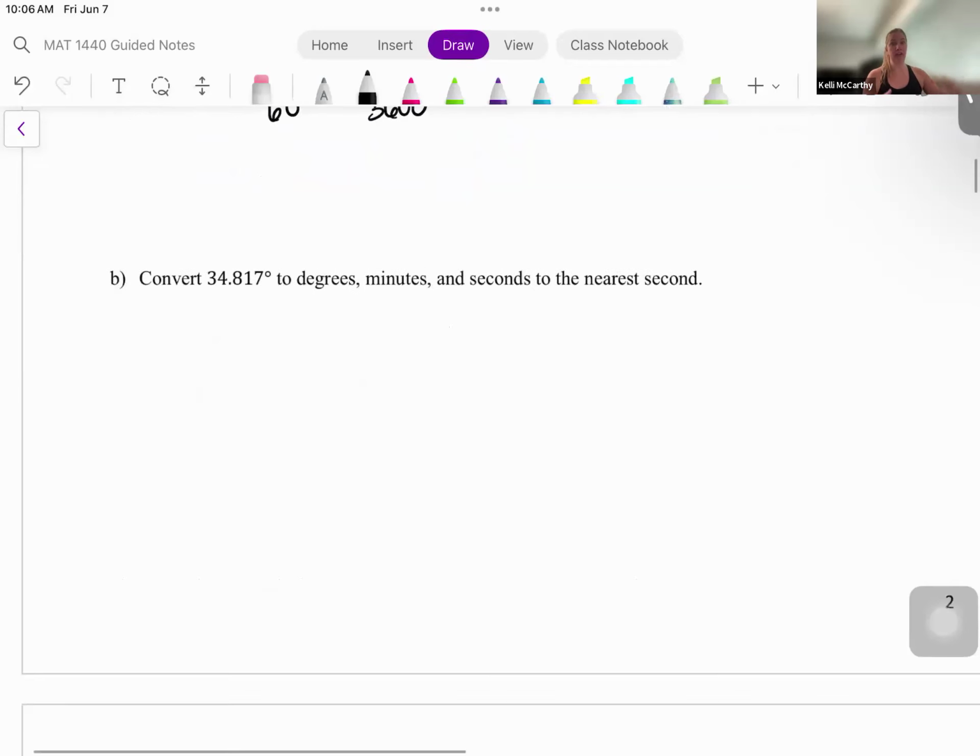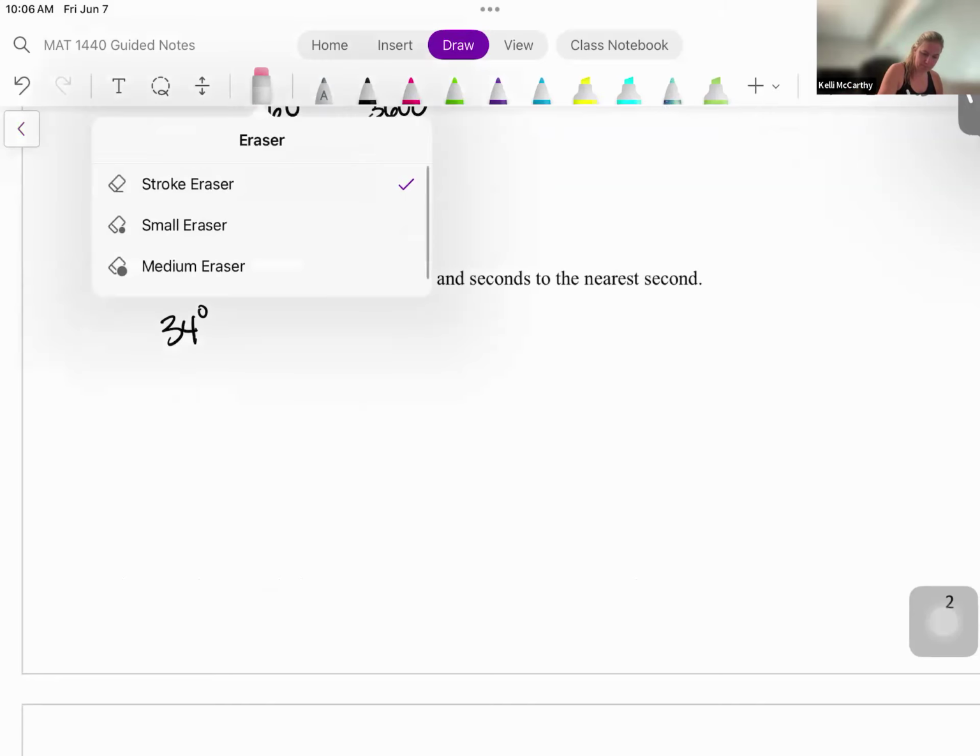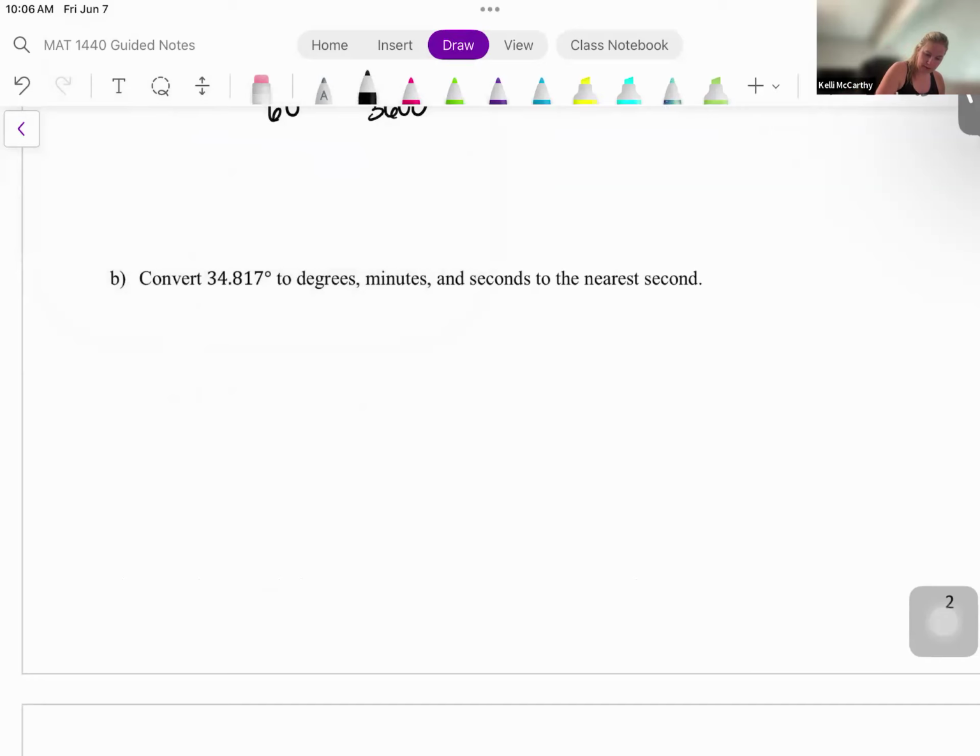Next, we'll look at converting from decimal degrees to degrees, minutes, seconds. So we've got our 34 degrees, that's our whole number. So we've got degrees, minutes, seconds. Again, the degrees is that whole number 34, and that 0.817 is what gives us our minutes and our seconds.